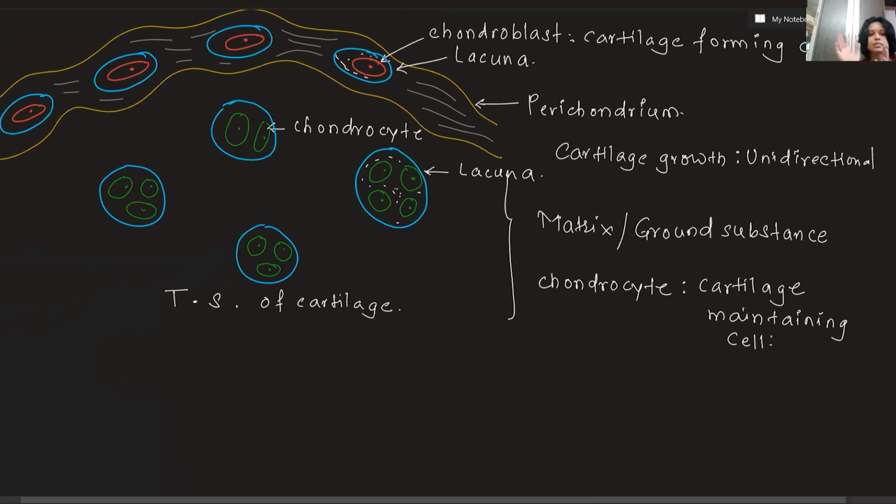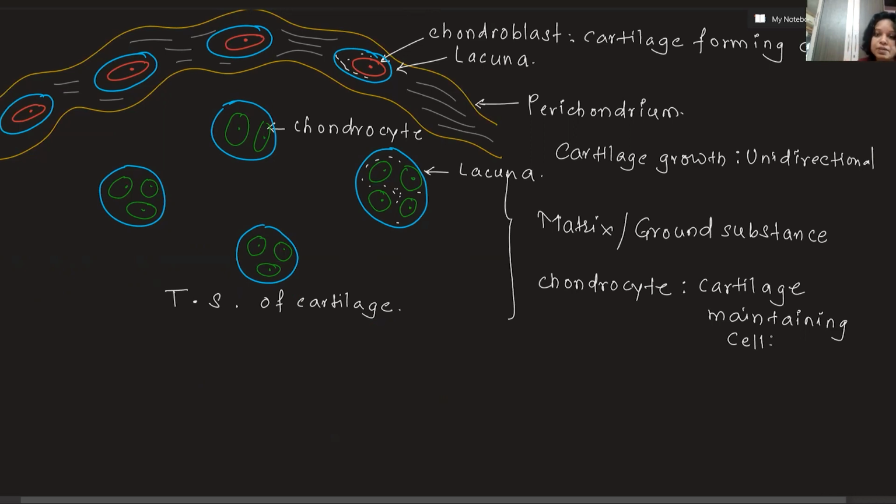So here we have seen that the cartilage is covered at its external margin by perichondrium. Perichondrium is nothing but a connective tissue sheath that has many spaces inside it. These spaces hold a cell called chondroblast. Chondroblast is a cartilage forming cell, but responsible for growth of cartilage only in one direction.